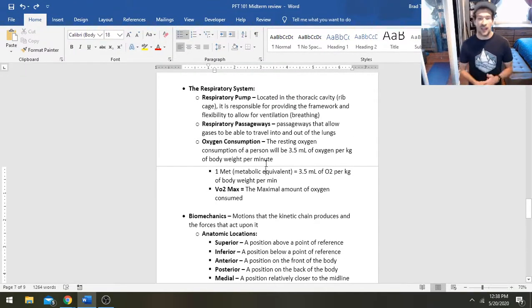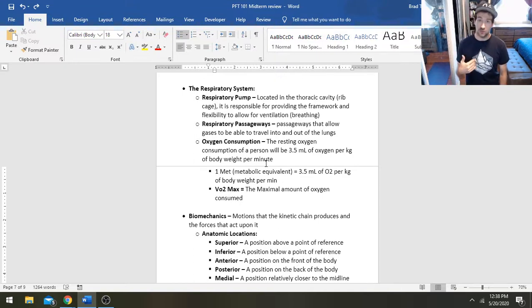Also, we need to look at our respiratory system, right? That's going to be made up of two main things, which is your respiratory pump and your respiratory passageways. Your respiratory pump is basically what gives you the framework to allow for ventilation, right? If you think of your lungs as these big empty sacs, this is what allows you to expand those sacs, which causes a rush of air to travel into our lungs.